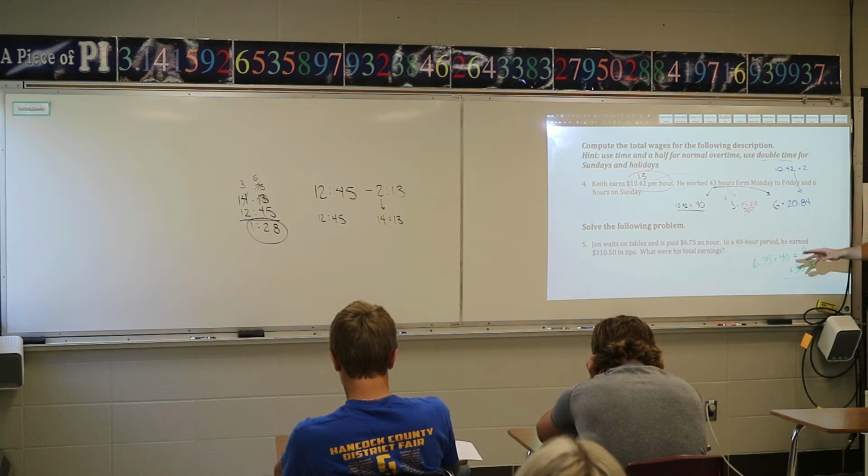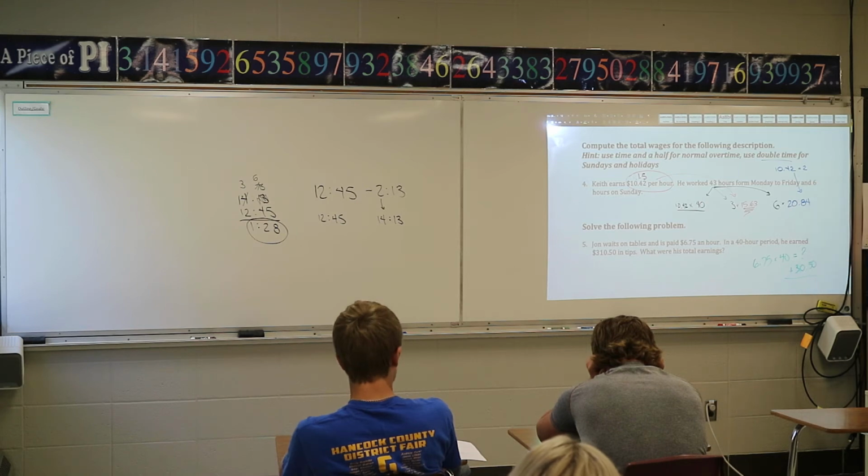So again, $6.75 for 40 hours. I have no idea what that number is. And you're going to add it to the 310. 6.75 times 40. What? 580? 50 cents. Yeah, 580, yeah, 50 cents. There you go. Okay. Questions.